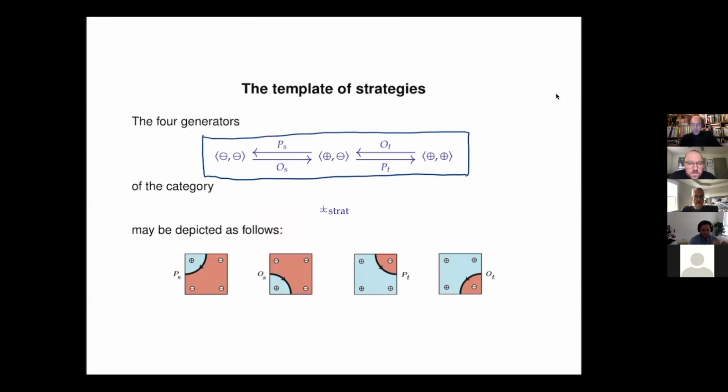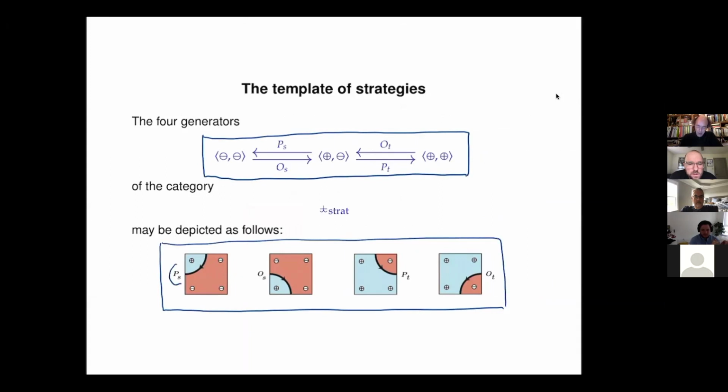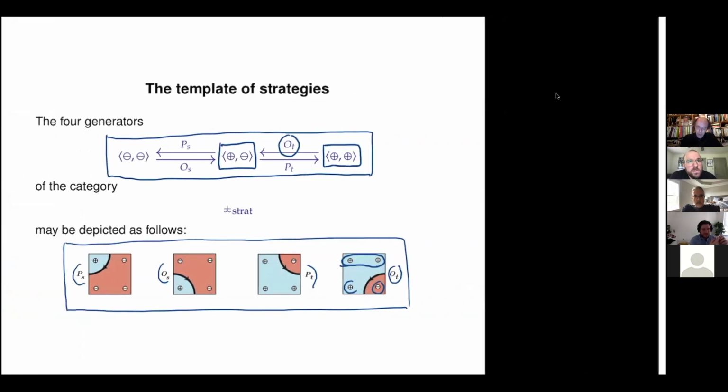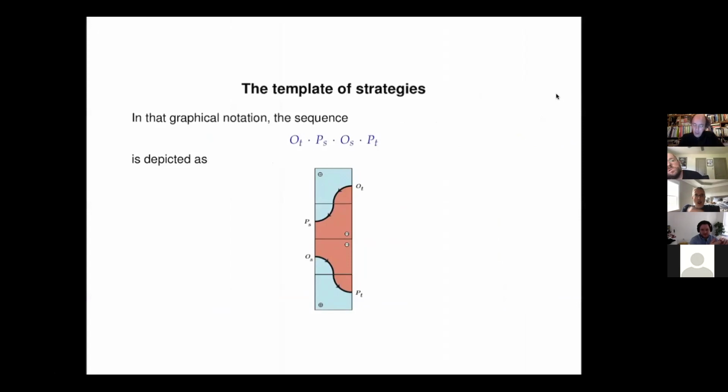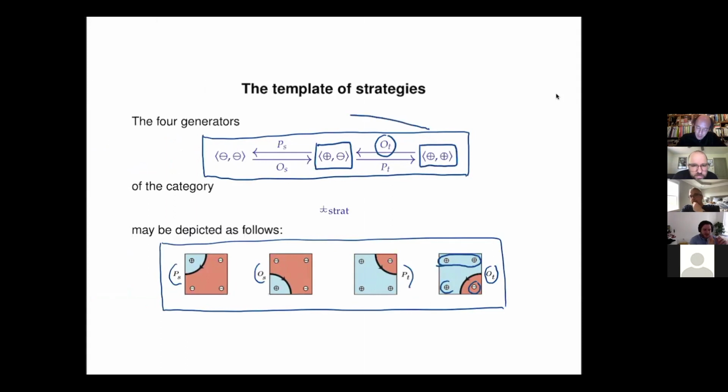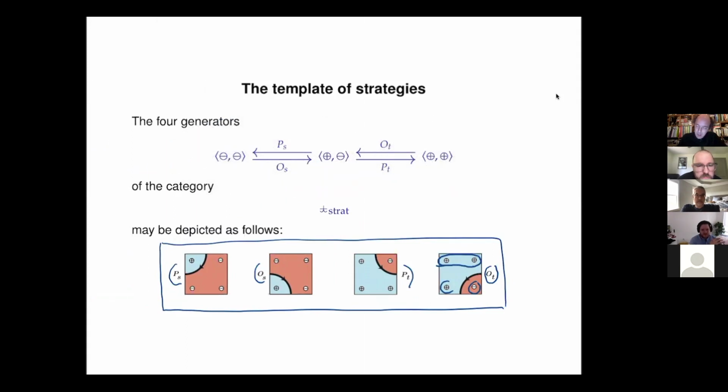One way to represent the generators of the category is in this way. Here you see PS, OS, PT, OT. For instance, OT here is going from plus plus to plus minus. And indeed in the picture we see that OT is going from plus plus, which I represent in blue, to plus minus, where the minus part is in red. And if we look at a typical sequence OT, PS, OS, PT, so this sequence here, or maybe I could draw it like this, so really this path here.